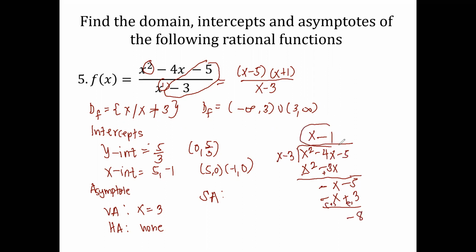So you have the quotient in the form of mx plus b. So this is our slant asymptote. The slant asymptote is a line, so y equals x minus 1. Disregarding the remainder, you have y equals x minus 1.